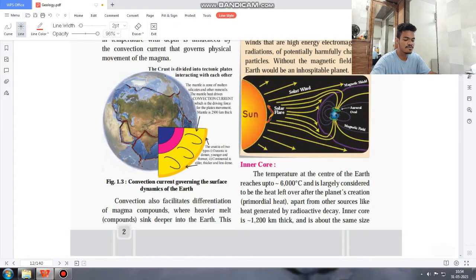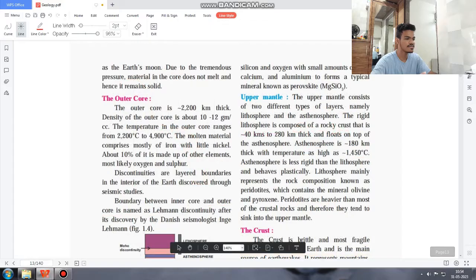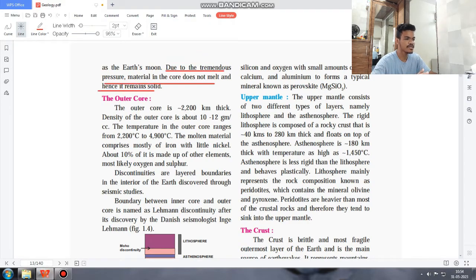Next you can come to the inner core. You can say first about the temperature. This is 1 mark. Say about the temperature: leftover heat is called primordial heat. Then say about the thickness, your second point. The third point is about the tremendous pressure. That's it, 3 points for inner core.